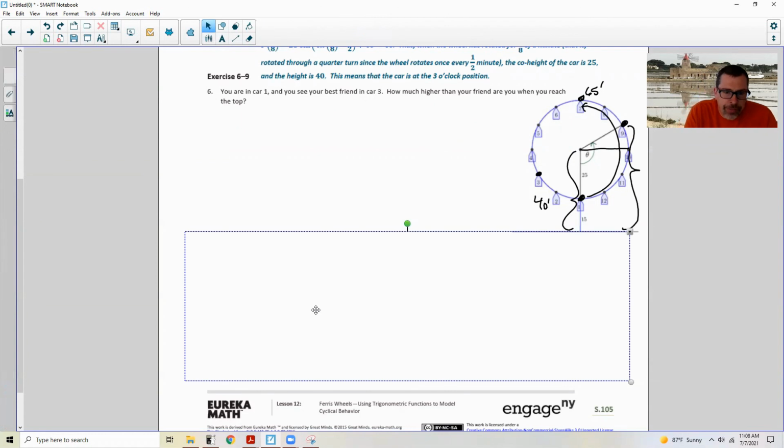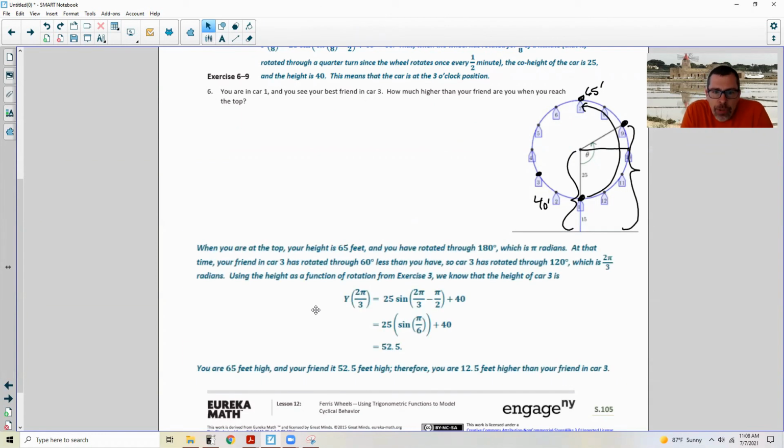So I brought it in. When you are at the top, your height is 65 feet and you have rotated through 180 degrees, which is pi radians. At that time, your friend in car 3 has rotated through 60 degrees less than you had, right? 2 cars away, 30 degrees per car. So car 3 has rotated 120 degrees, which is 2 pi over 3 radians.